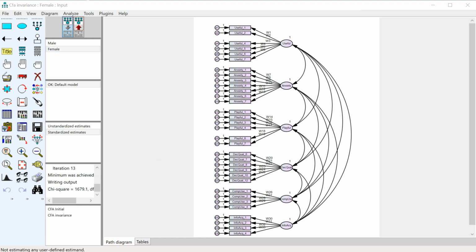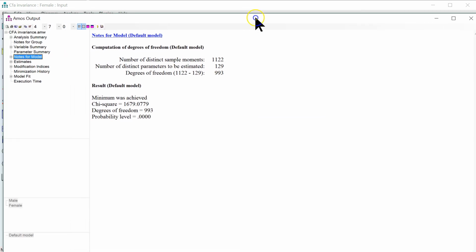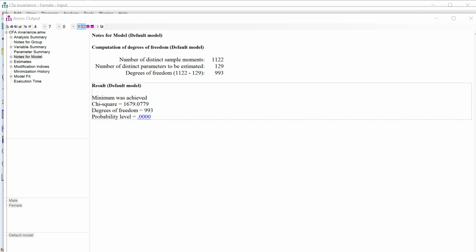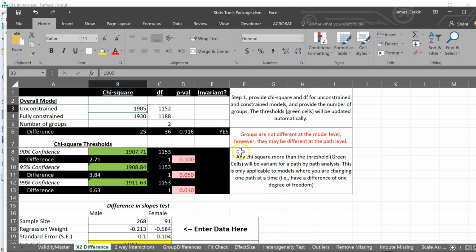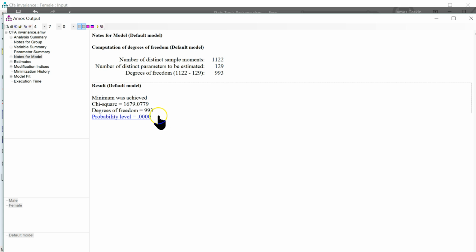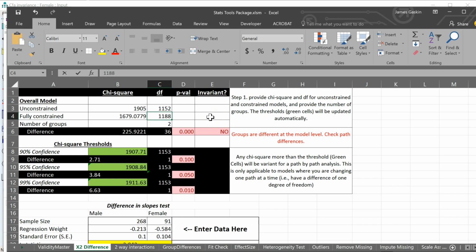I should have recorded the unconstrained one. Whoops. Oh well. Here we go. Model, notes for the model. Chi-square is this number right here. Control C. And if you open up the Excel stats tools, and again, there are multiple ways you can do this. You could actually just do it right in AMOS. I like doing it this way because it shows you what you're doing. You have a fully constrained model, which is what we have here, with a certain number of degrees of freedom, which is 993, and then an unconstrained model.